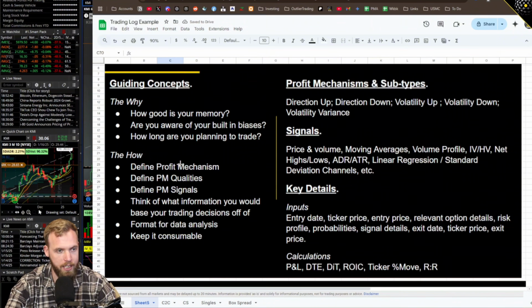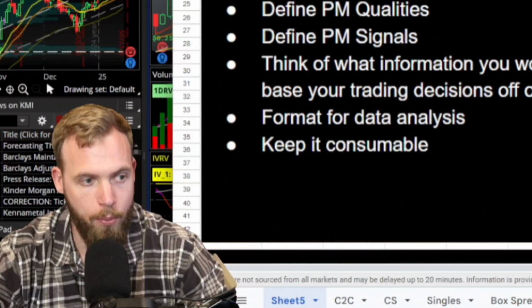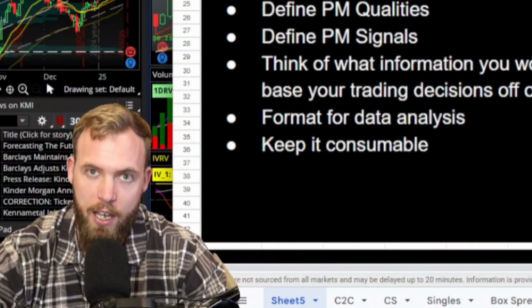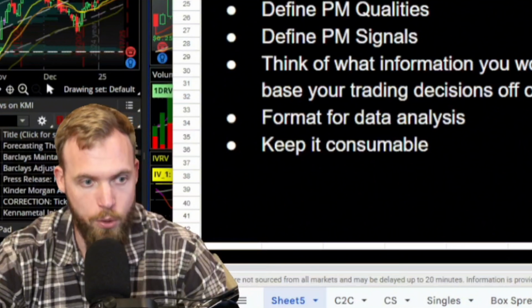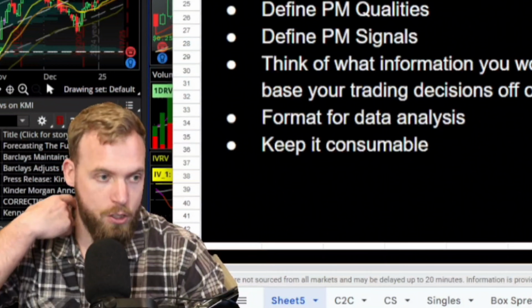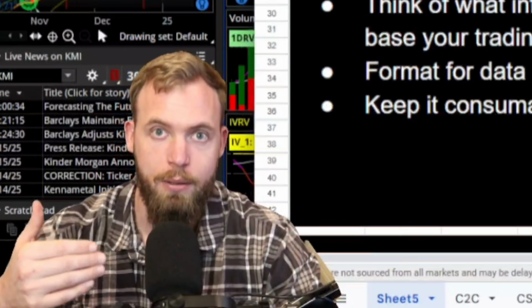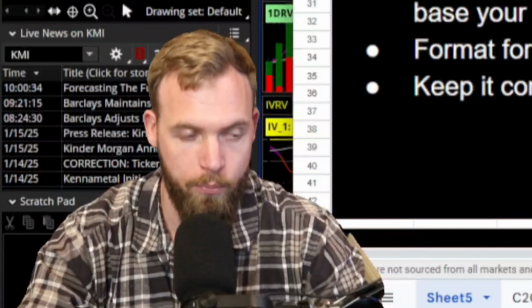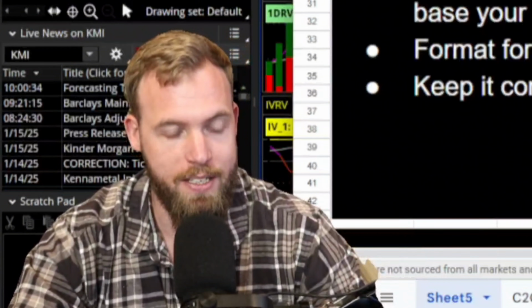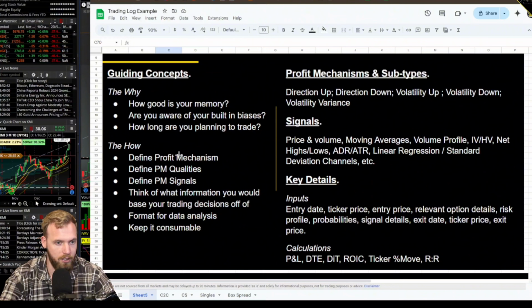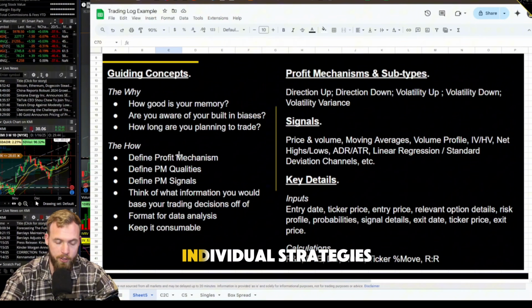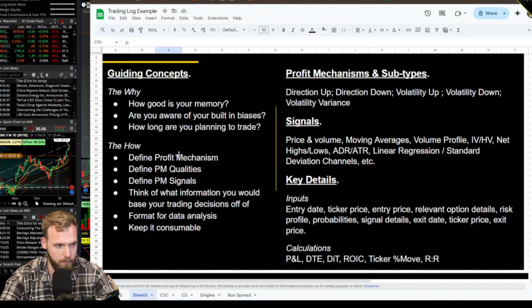The other thing is you want to make sure that you keep it consumable. In the beginning, you will probably over-track things, and that's okay. The reason why it's okay is over-tracking in the beginning is part of the process of clearly identifying the things that actually matter for what you're doing. Then, once you get a sense of that, you start to dial in what things actually matter for the individual strategies, which you'll get a sense of.